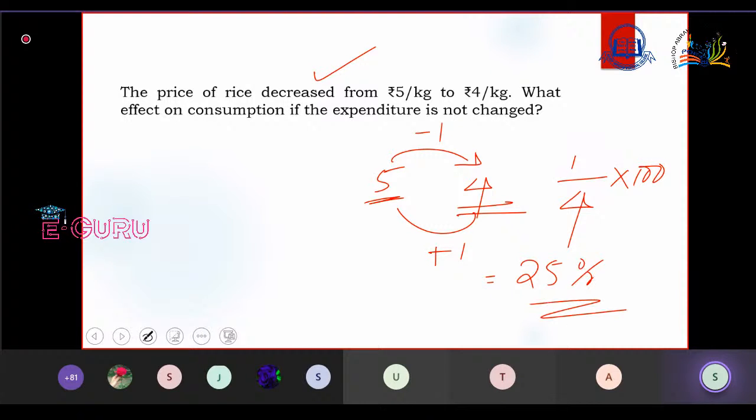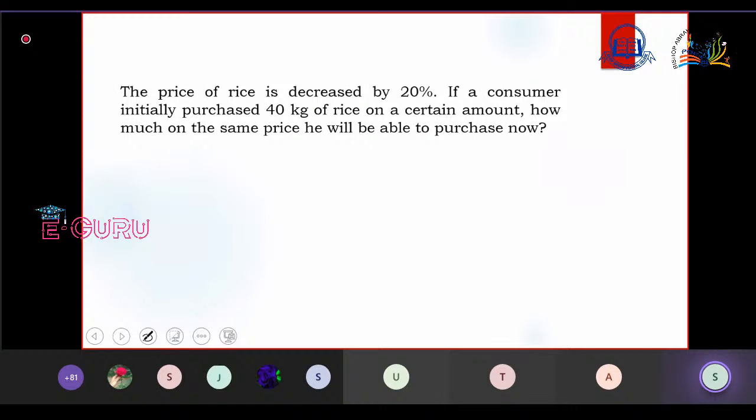Percentage effect is 25% and the sign is positive. So the consumption must be increased by 25%, so that expenditure will remain the same. Okay. Another question, another type.